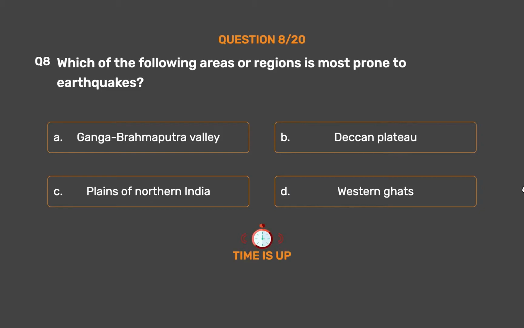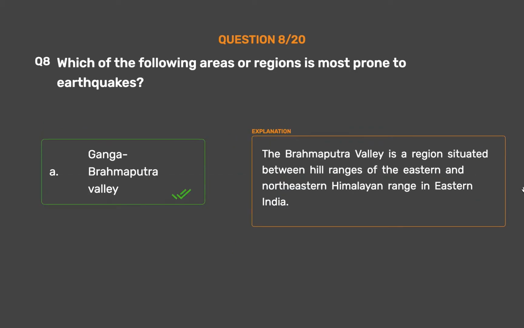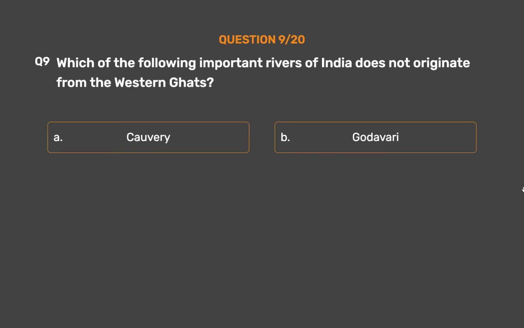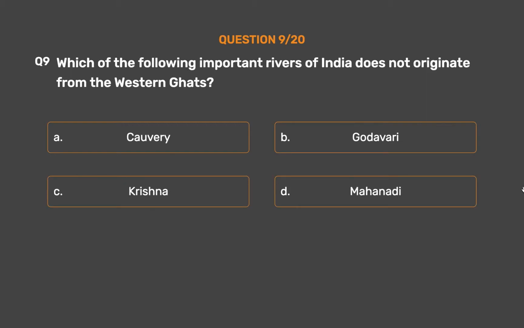The correct answer is option A, Ganga-Brahmaputra Valley. The Brahmaputra Valley is a region situated between hill ranges of the eastern and northeastern Himalayan range in eastern India. Question number 9. Which of the following important rivers of India does not originate from the Western Ghats? Option A, Kaveri. Option B, Godavari. Option C, Krishna. Option D, Mahanadi.